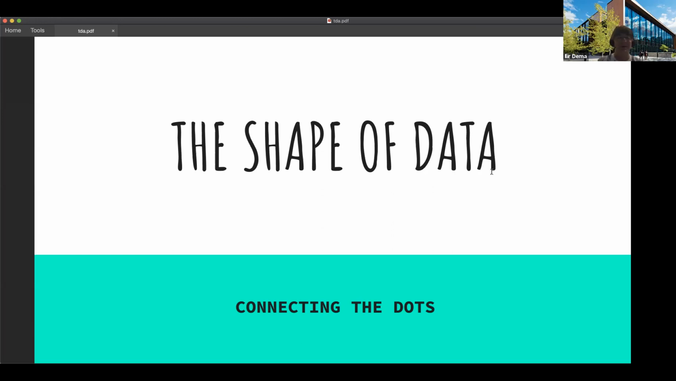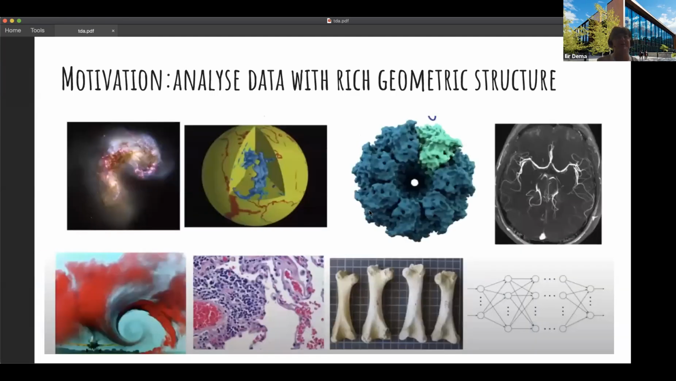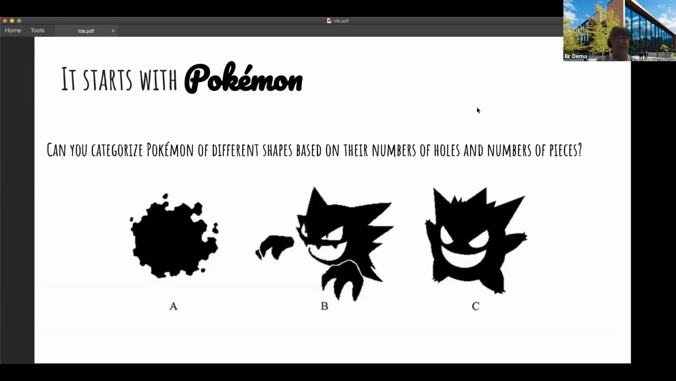Right, so the shape of data, drum rolls. Why do we need it? Well, if I can only figure out how to switch the slides in here, which, okay, good. So the motivation is really to analyze data with rich geometric structure. That's the end goal. So how do we get started, and what is the motivation?